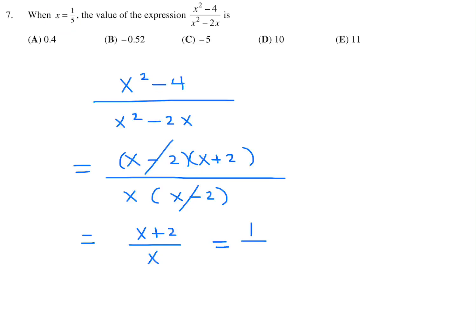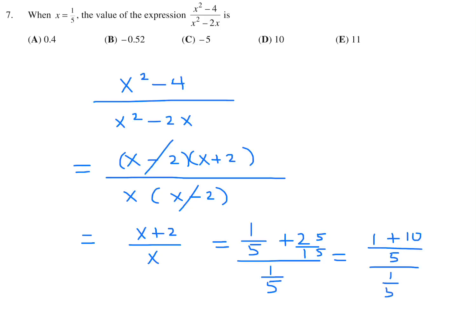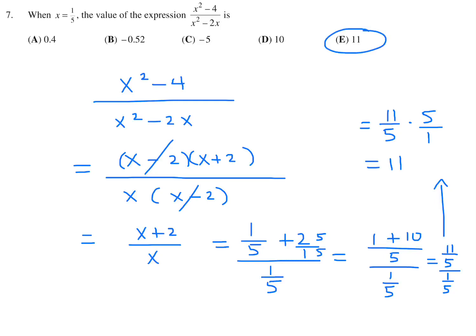So we have 1 over 5th. Don't make that mistake. And then we've got, let's see here, this is a fraction obviously. So top and bottom by 5. So we got 1 plus 10 over 5 over 1 over 5. And this looks like 11 over 5 over 1 over 5. And invert and multiply, and you get 11 over 5 times 5 over 1. And that, of course, is equal to just 11. So number 7, the answer is E.